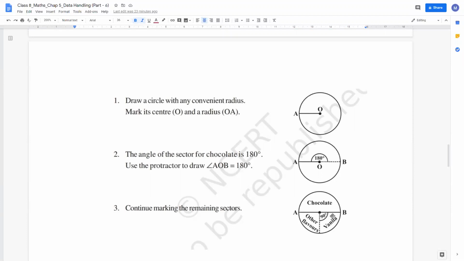So this part is how much? 90 degree. And what is it? It is for vanilla. So vanilla is 90 degree. And the last one, automatically the remaining part of the circle is 90 degree only. So the last sector corresponds to 90 degree. It will come automatically. So first 180 degree for chocolate, second 90 degree sector for vanilla, and the remaining 90 degree for other flavors. Like that, we can draw a pie chart. Here, for different information we can use different colors or different shades also.